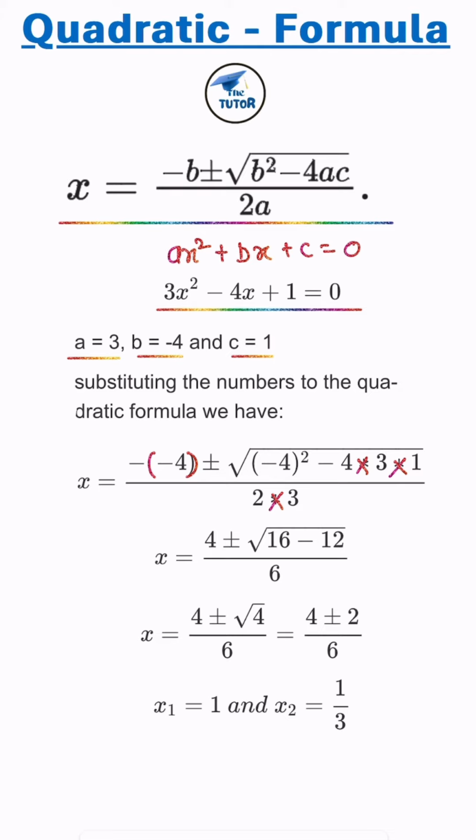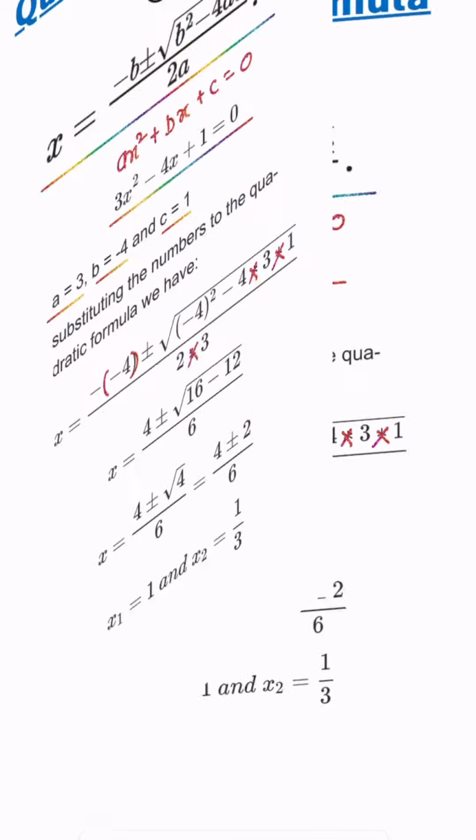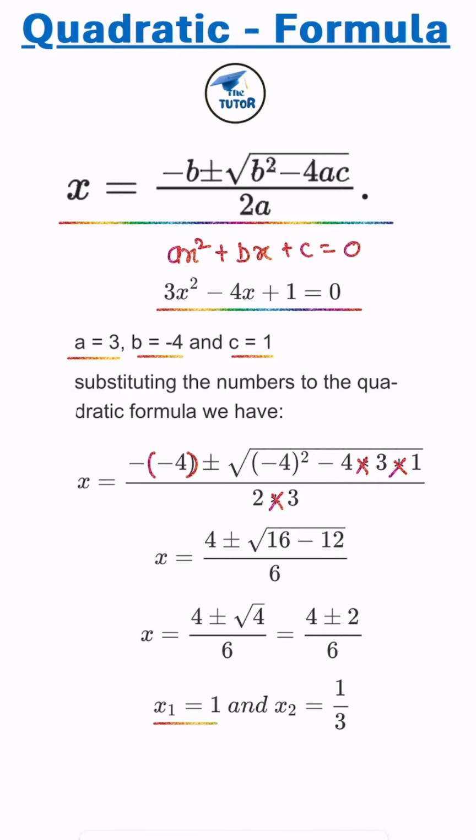So now when you solve this, 4 plus 2 is 6 over 6. So you will get x is equal to 1. 4 minus 2, that is going to be 2 over 6. So that's why the second value you will obtain is 1 over 3.